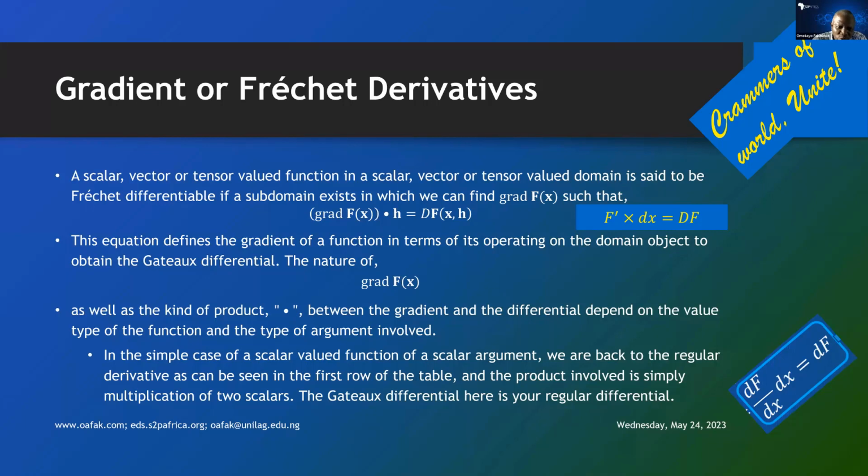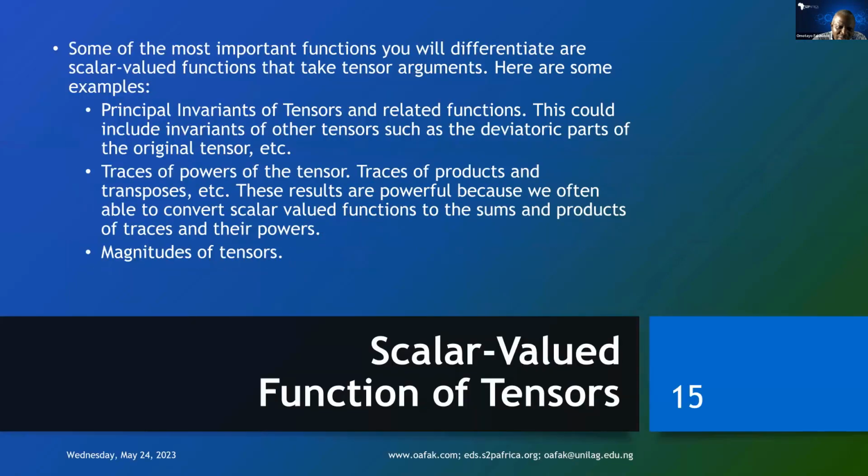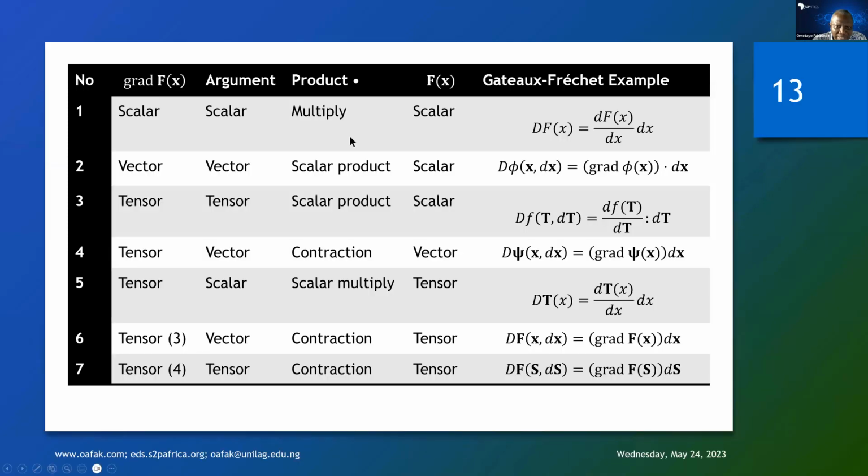So let us now go to this. I now show you that in the case of an argument being scalar and the function being scalar, you are back to what you knew before. When the function is a scalar and the argument is a vector, the thing is a dot product. Therefore, this grad is now a vector.